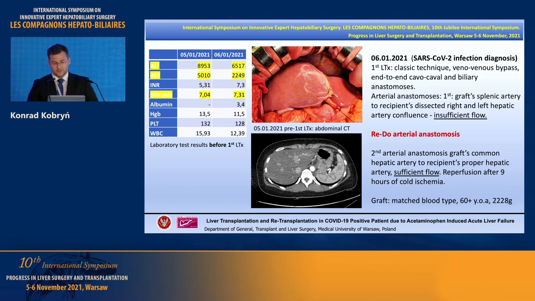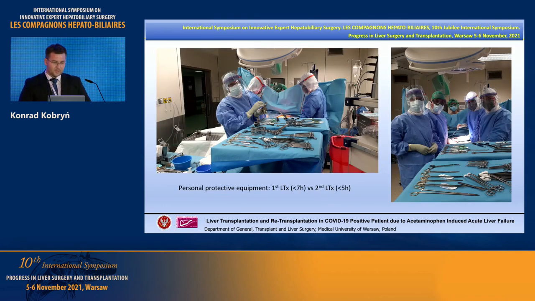And the graft was matched in the appropriate blood type, but it was from a sextagenarian, weighed at 2,228 grams. So this is our team, and in the room here we have Professor Dudek and Dr. Skalski present with myself on the right-hand side, and we used personal protective equipment, and anyone who's ever operated for longer than an hour in this knows that it's like being in a sauna, nothing really pleasant, actually a very big burden. So the first transplant was just under 7 hours, and the second liver transplant was under 5 hours.